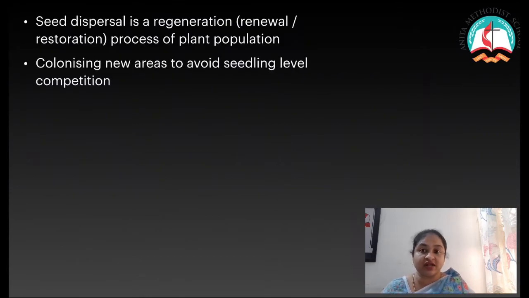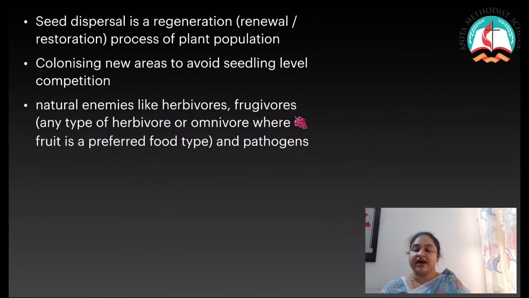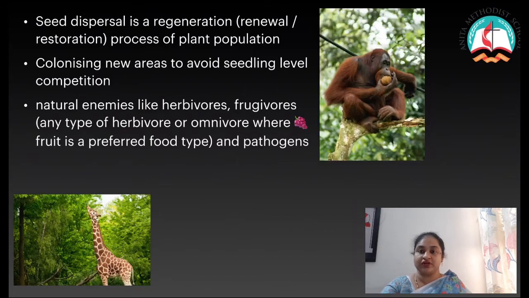And colonizing new areas. Why should they colonize new areas? To avoid seedling level competition, and then natural enemies like herbivores, frugivores. What are frugivores? They are any type of herbivore or omnivore where the animal prefers fruit as the preferred type of food, and then the pathogens. So they need to protect themselves from herbivores, frugivores and pathogens.